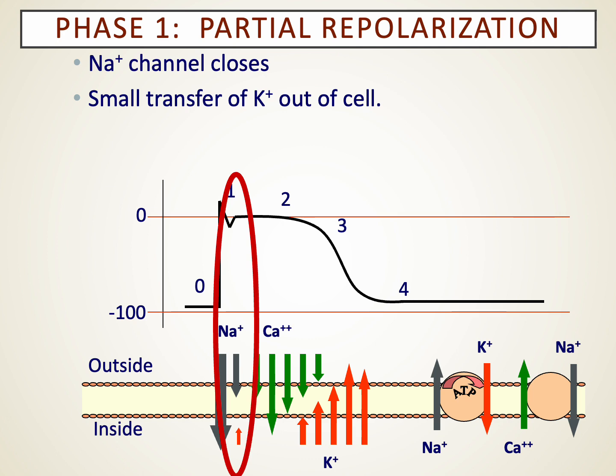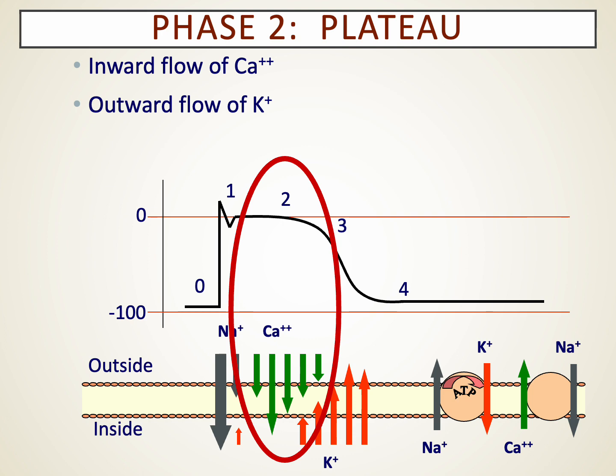Ultimately, at the end of phase 1, there's the mini partial repolarization, a very minimal repolarization at that point, which is the small leak or transfer of potassium out of the cell. Phase 2 is the plateau phase. This is when contraction happens because of the inflow of calcium into the cardiac cell and the outflow of potassium. So in phase 2, the net charges don't change from where they were at phase 1, more or less. They end up with a neutral charge inside and outside the cell.